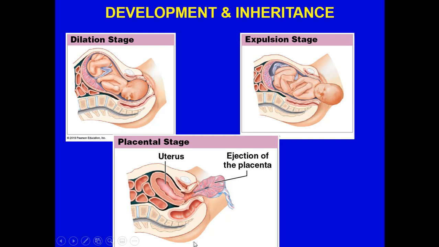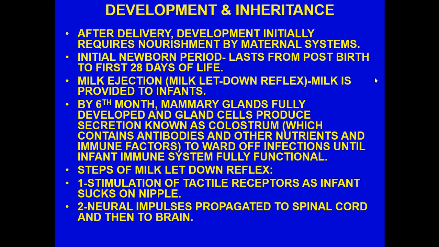Now, the placental stage, as you can see here, as you're reducing that size of the uterus and you're having the contractions, you're going to have, eventually, the ejection of the placenta. Now, after delivery, development initially requires nourishment by maternal systems. Flat out, mom's the best means to provide nutrients. The initial newborn period lasts from post-birth to the first 28 days of life, so we would call it a newborn.